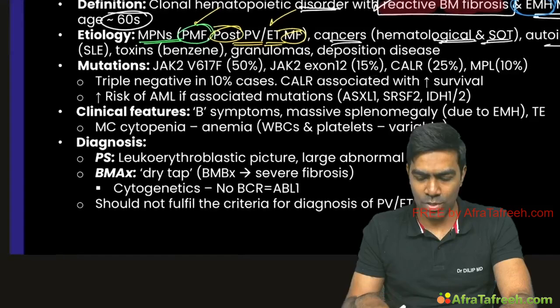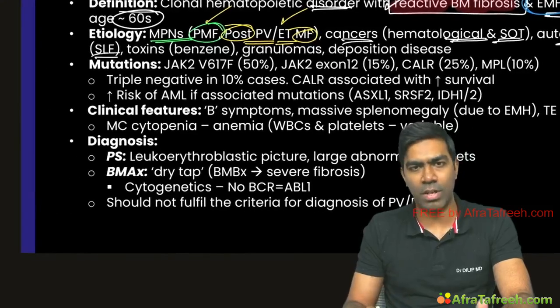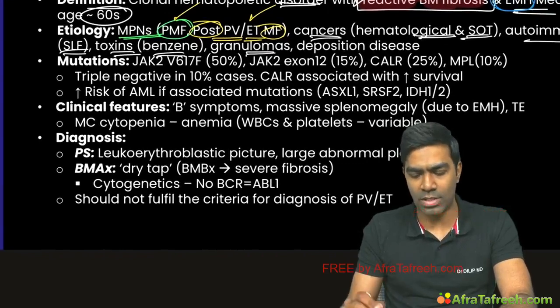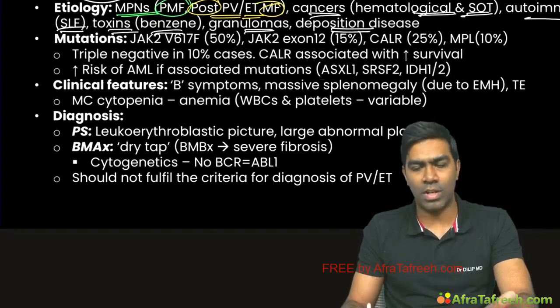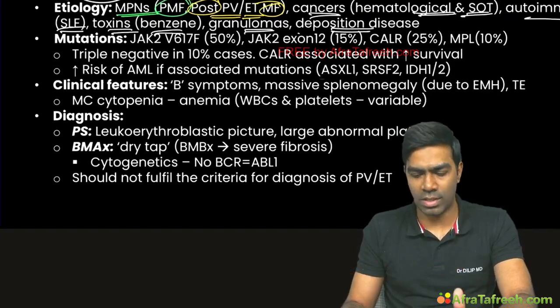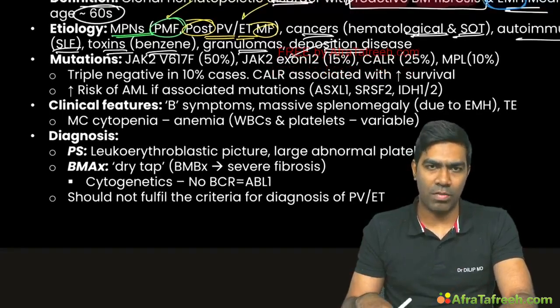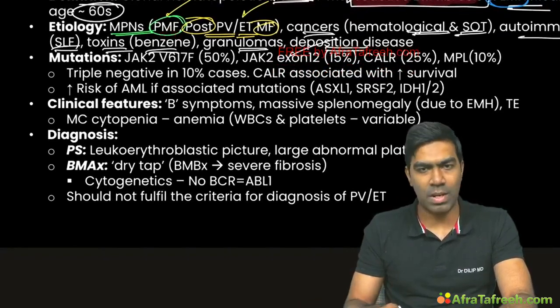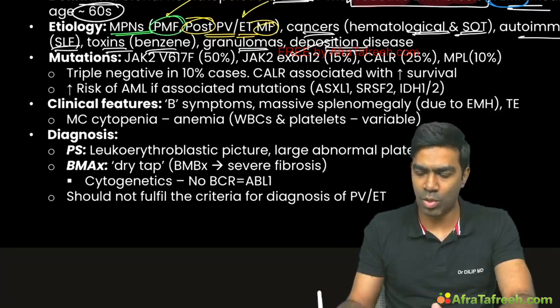And various autoimmune disorders like SLE can also rarely result in myelofibrosis. Certain toxins like benzene can result in myelofibrosis. Granulomatous infiltration of the bone marrow over a period of time can result in myelofibrosis. Certain deposition diseases like amyloidosis or probably Gaucher's disease can also result in the development of myelofibrosis. But we are going to stick to primary myelofibrosis in this chapter, nothing more.